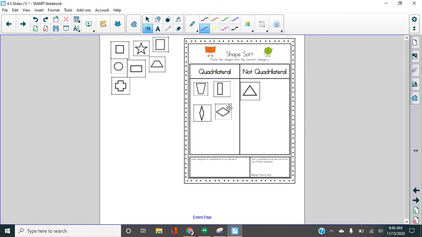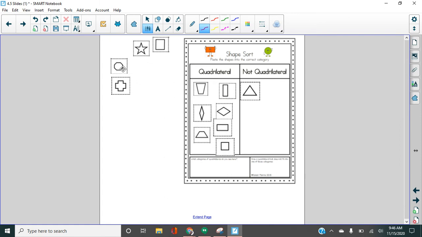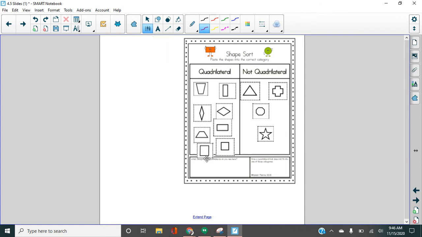So quadrilaterals, that's a rhombus. This is a trapezoid. This is another trapezoid. Here we have a rectangle. Here's another rectangle. We have a square, right? And then we have some things that are not quadrilaterals over here. Oh, don't forget this guy. He goes in there too, right?